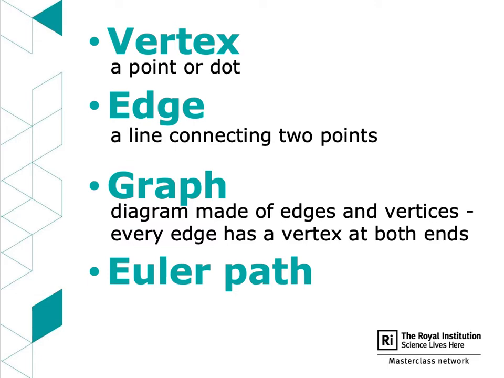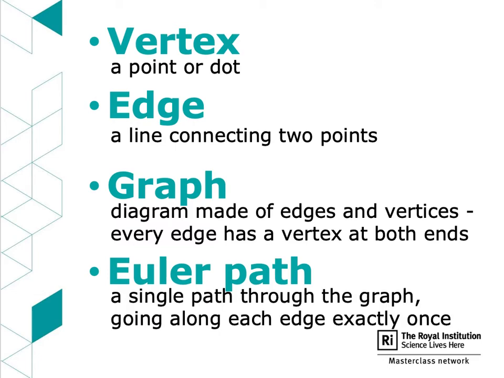Euler path. This is what we've been trying to find. It's a path that starts somewhere in the graph and goes along each edge, so each line, exactly once. If you can find an Euler path, that's the same as saying you can draw the graph without taking your pen off or repeating and going back on the same line.